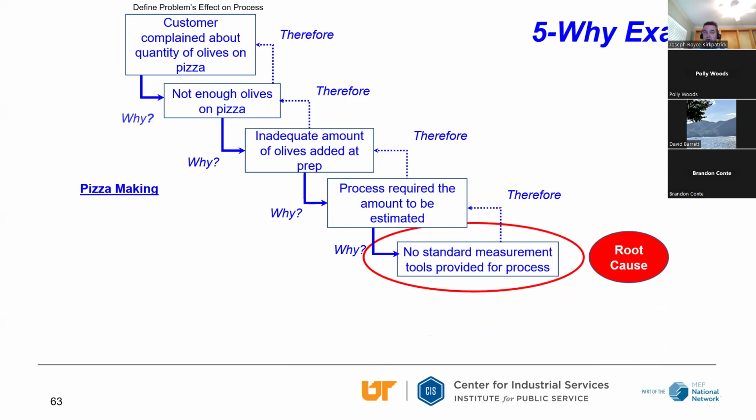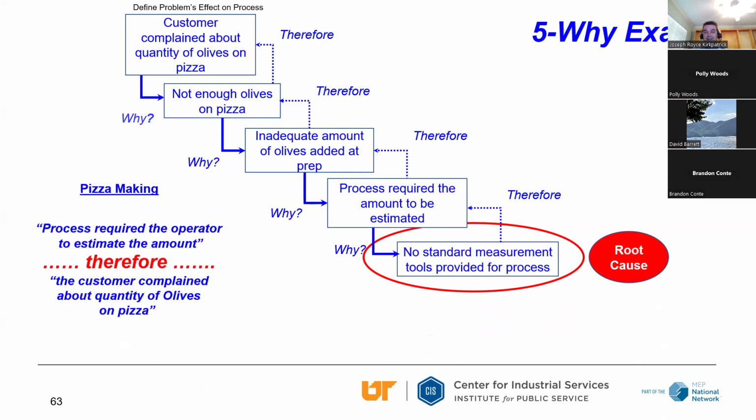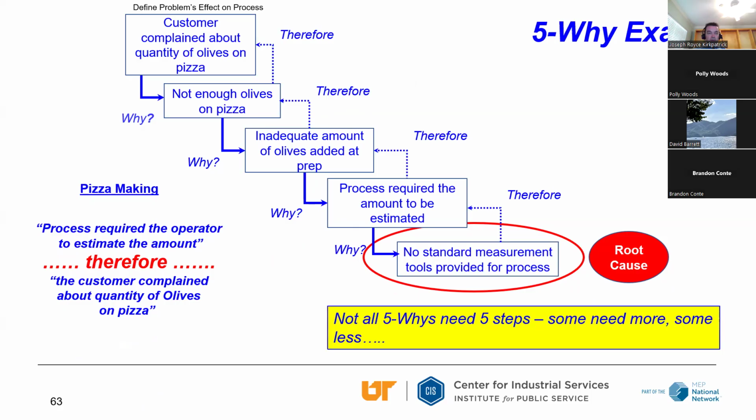So in this case, the root cause was there was no standard measurement tool for the process. So the corrective action is going to be, get a standard measurement tool, be it a weight or a scoop or a cup. Not all 5 whys require 5 steps. Some need more or less.